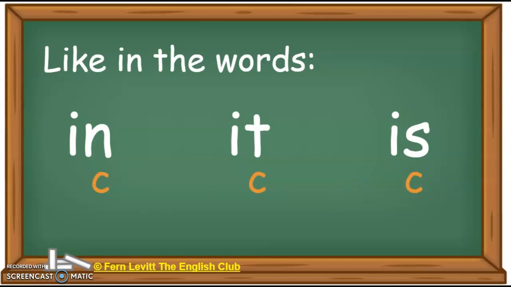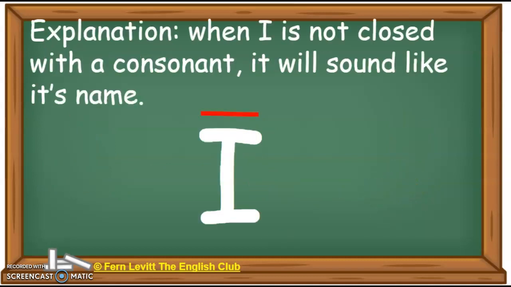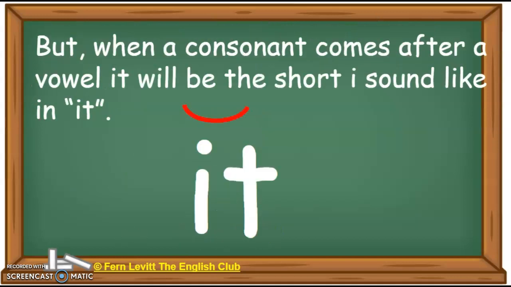When there is a closed syllable and there is a consonant, C for consonant, after the I, it says the short sound /ɪ/. /ɪ/ as in it, and /ɪ/ as in is. When I is not closed with a consonant, it will sound like its name, I, the long sound I. But when a consonant comes after a vowel, it will be the short sound I, like in it.